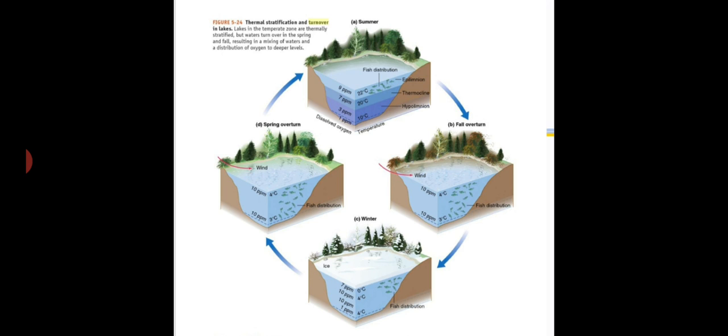In the spring, the ice melts and water temperature becomes uniform once again. Winds agitate the water, causing a mixing known as spring overturn. As the days get longer and warmer, the surface waters begin to warm and the lake once again becomes thermally stratified.